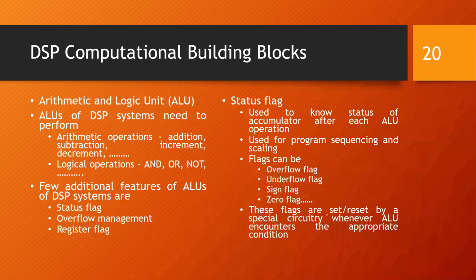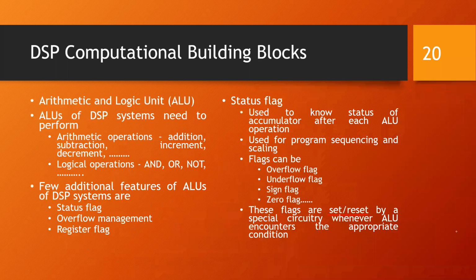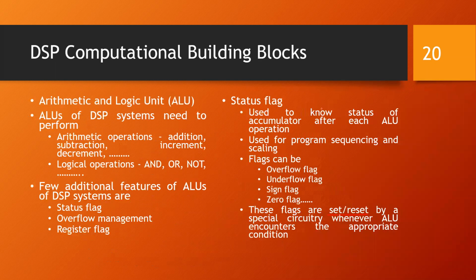Now these flags are set or reset based on some condition. Based on some condition, a circuitry will be operated, and based on that, it moves on. For example, here you have the overflow and underflow conditions. If overflow has occurred, it will go and set the overflow flag. If underflow has occurred, it will go and set the underflow flag. So this is with respect to the status flags.